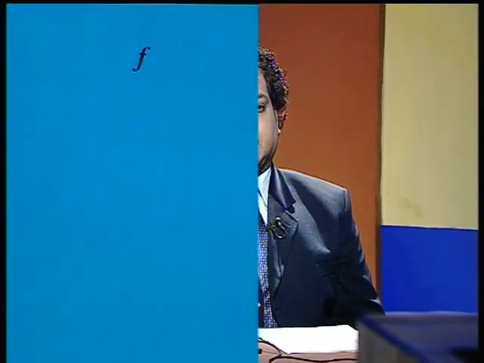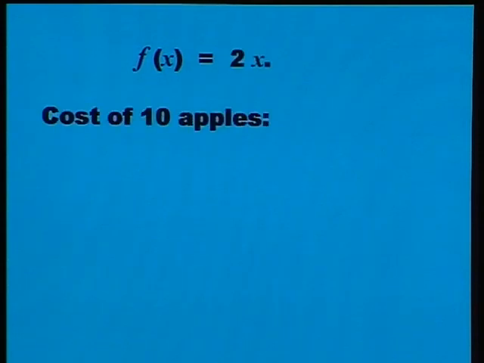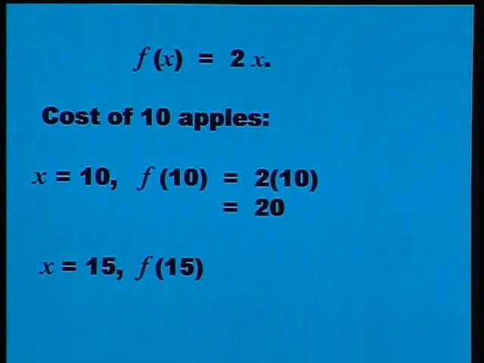That is, f is the cost which depends on the number of apples. So f(x) is equal to 2x because 2 rupees is the cost of 1 apple. We can use the function notation to calculate the cost of other number of apples. f(x) equal to 2x, therefore cost of 10 apples means x equal to 10. f of 10 is 2 times 10, 20 rupees. x equal to 15, f of 15 equal to 30. So once we have written what the function is, like here, f(x), which is the cost, is equal to 2x, we can use it to calculate other costs.